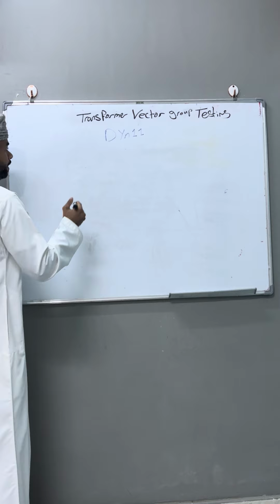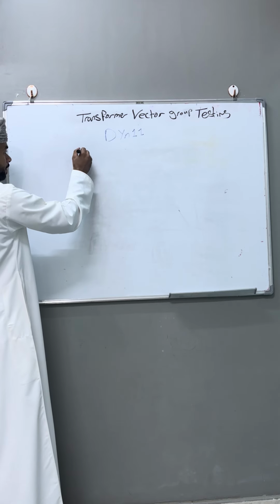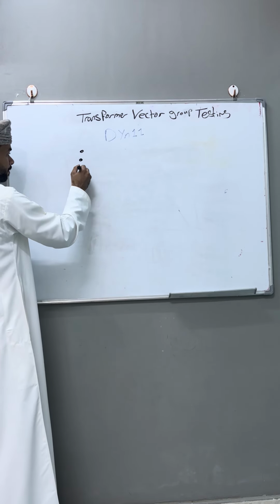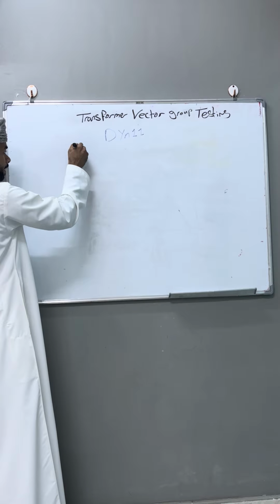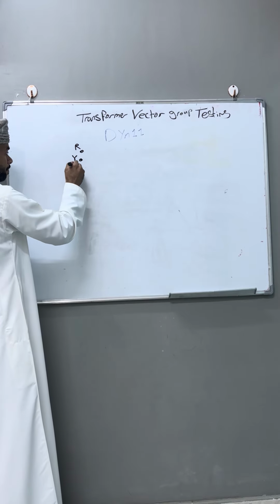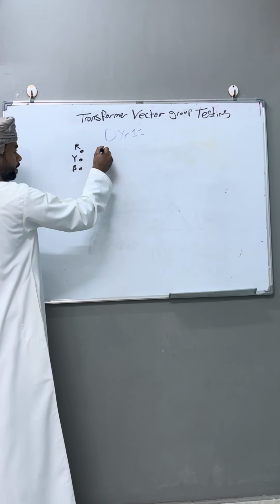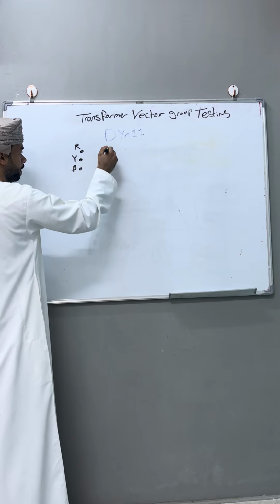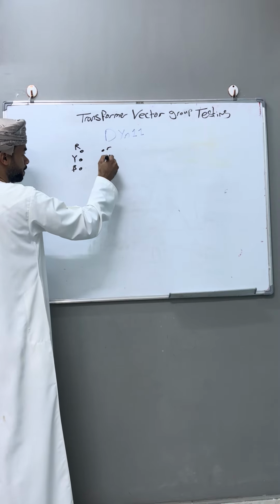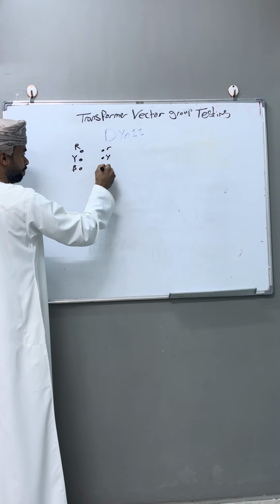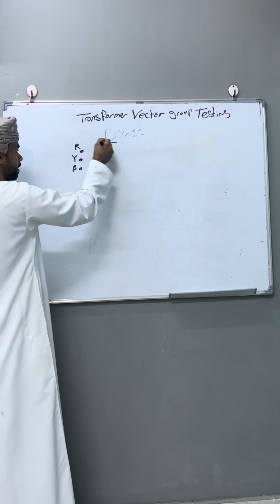Now let's draw the transformer example. I assume I have this transformer. This is the delta connection, R capital, Y capital, B capital, and here is the secondary side, R small, Y small, B small, and neutral. This is the transformer.